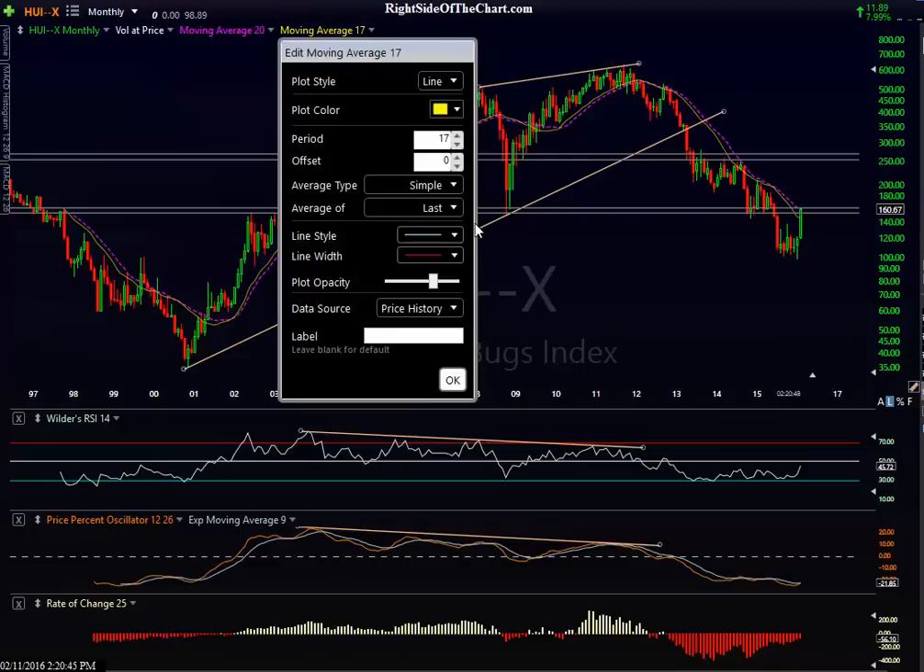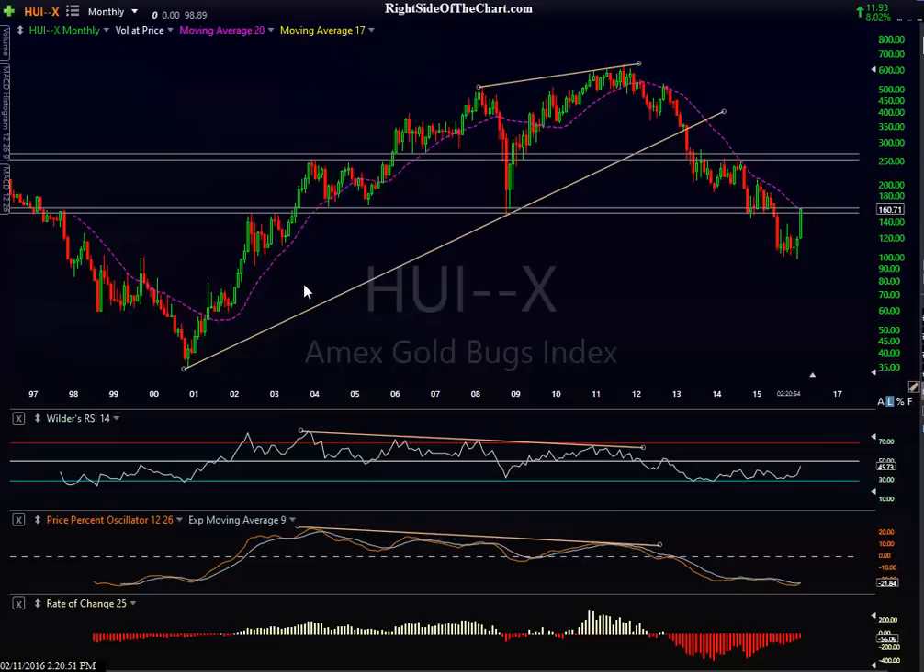Let's tune this one down in color. All right, now this to me is probably one of the most important indicators on this chart. I shouldn't say the single most. If you want to use a very simple tool, this 20 period moving average, again, monthly moving average, has done just an excellent job of defining bull and bear markets.